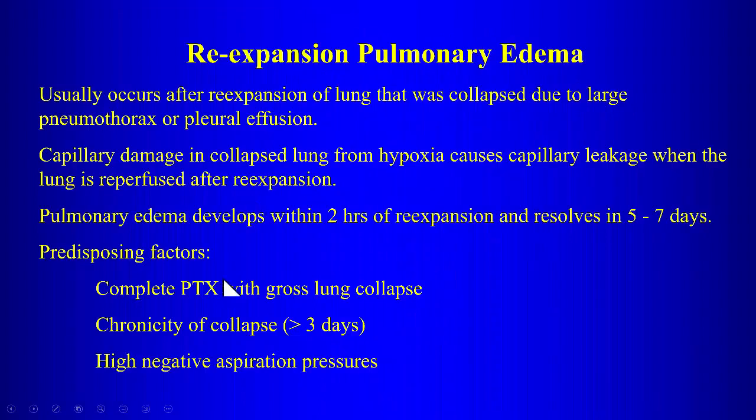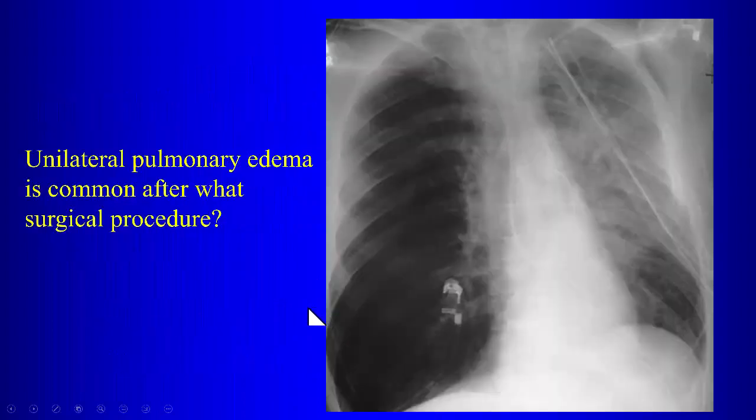So we've gone through the mechanism of that. It can occur with a prolonged pneumothorax, chronicity of collapse, high negative aspiration pressures. All of these can be factors that increase the risk of re-expansion pulmonary edema. You can also have unilateral pulmonary edema after what surgical procedure? Lung transplant. Yeah, so which lung was transplanted? Here, the left lung was transplanted. Right. And that is another form of reperfusion pulmonary edema.